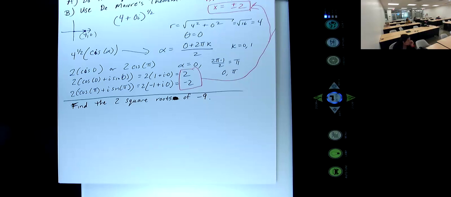Coffee break, but definitely the easier one here, as long as you remember how to do it. It's like, oh, that was too long ago.